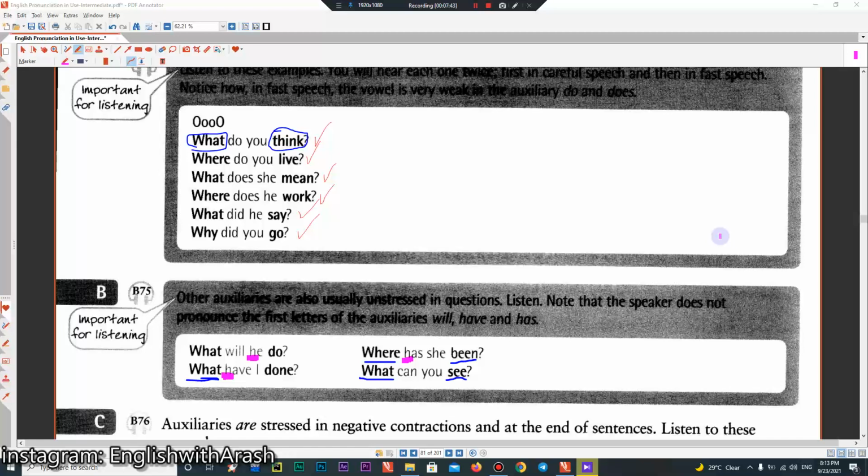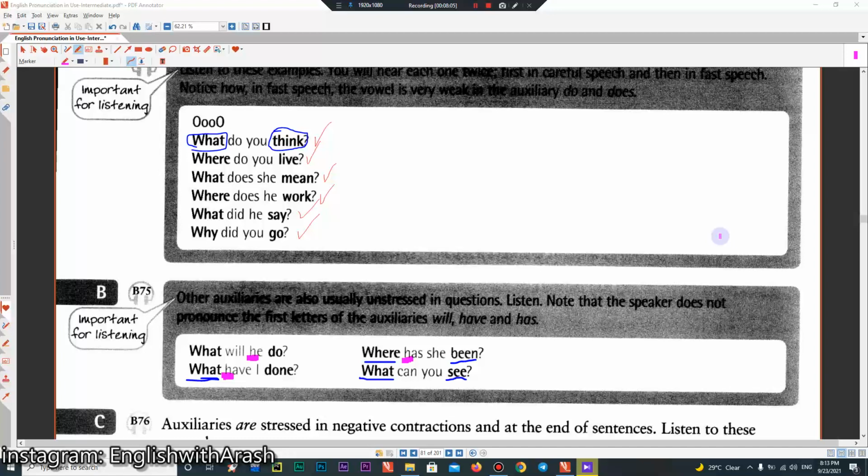And again, I always told you, this book is talking about the general cases. If you are exactly talking about there and you want to say, why did you go there and not here? For example, why did you go to his house, not my house? Then "there" gets the stress. Why did you go there?